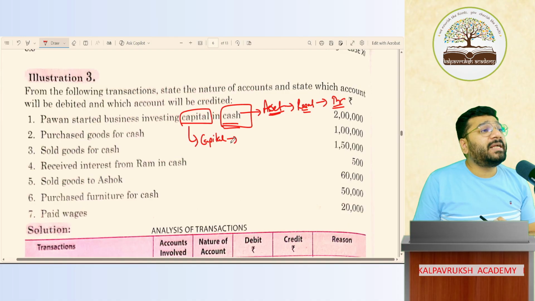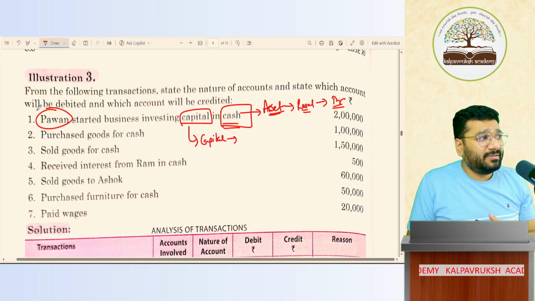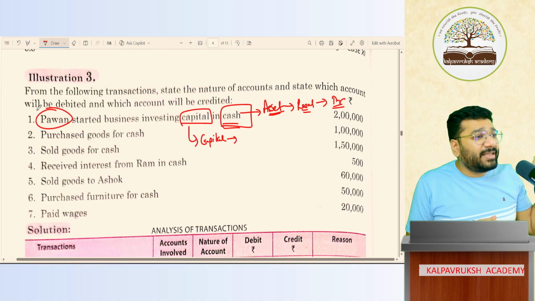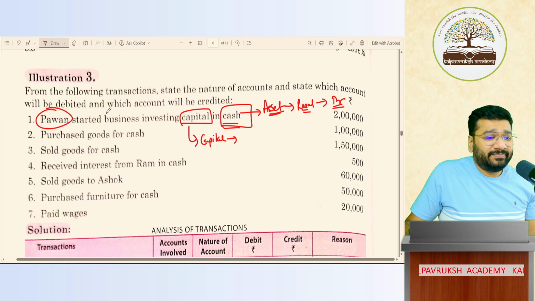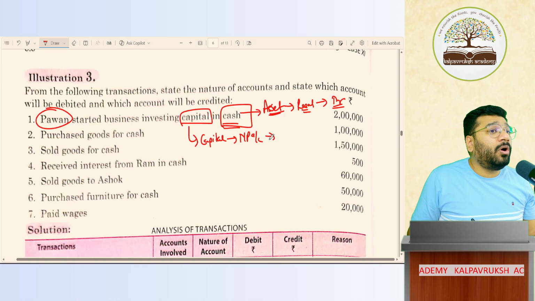Will go to personal account. Natural or artificial? Pawan. Creation of law, sir. Pawan is created by law? Hell no. Who is Pawan? Creation of God. So it is a natural personal account. Got it, not got it? Okay. What is the rule of natural personal account? Debit the receiver, credit the giver.